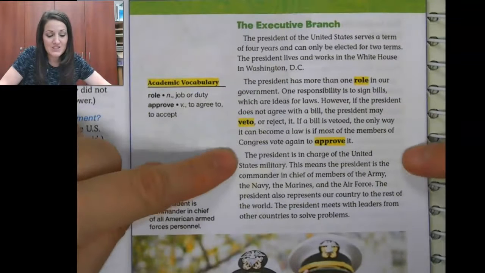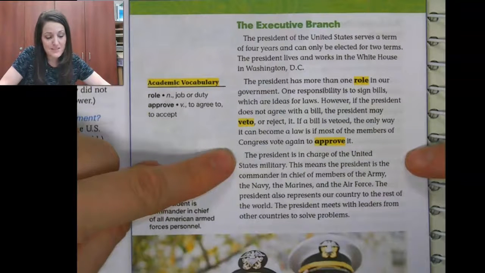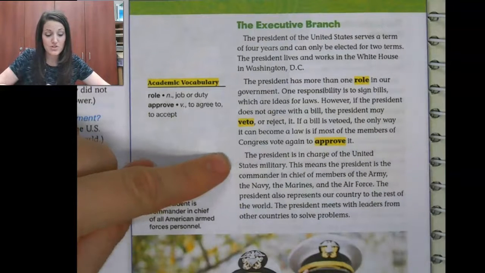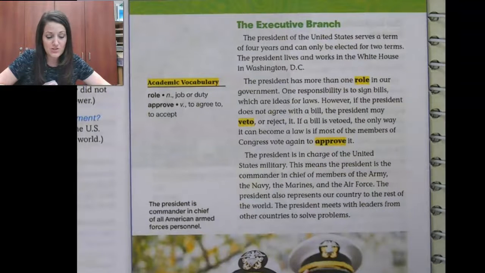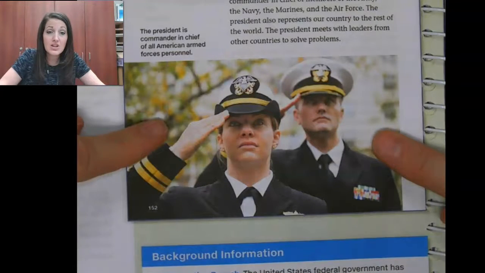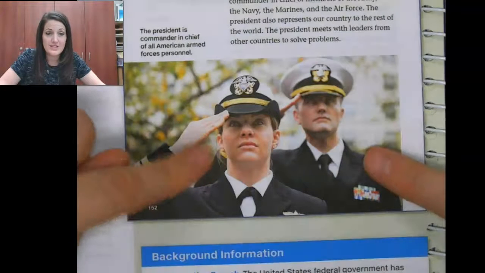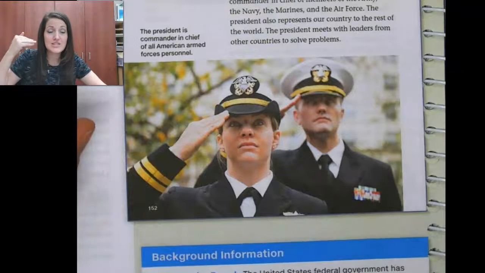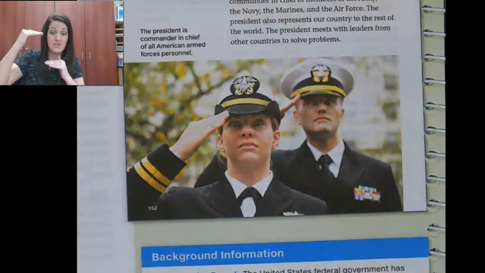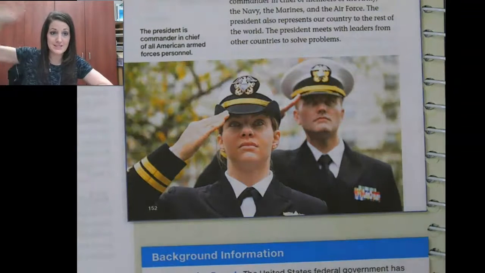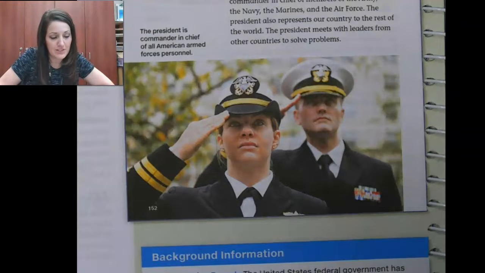All right, the president is in charge of the United States military. This means the president is the commander-in-chief of members of the Army, the Navy, the Marines, and the Air Force. The president also represents our country to the rest of the world. The president meets with leaders from other countries to solve problems. So if you look at the photograph here with the caption, the president is commander-in-chief of all American armed services personnel. So he's their leader. They might have sergeants and lieutenants and ranks within their branch, but the president is their overall leader.